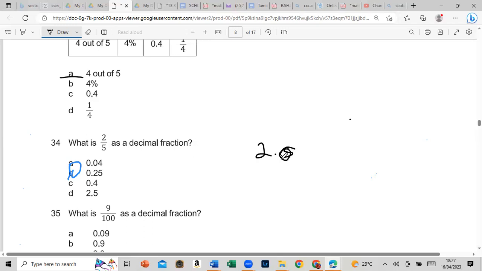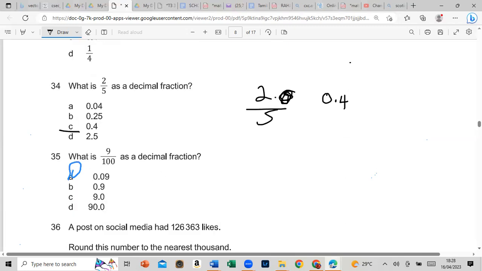We divide by 5. 5 into 2, the same exact thing she was explaining earlier. 5 into 2 goes 0 times, put your point, 5 into 20, 4 times. So you divide 2 by 5, so it's 0.4. I told you. All right, what about 35?